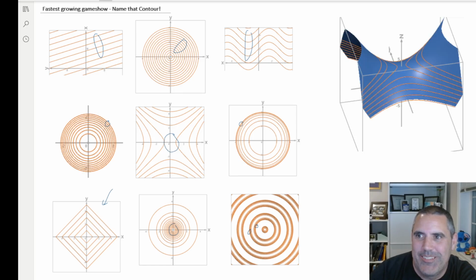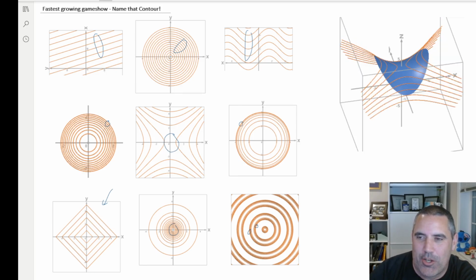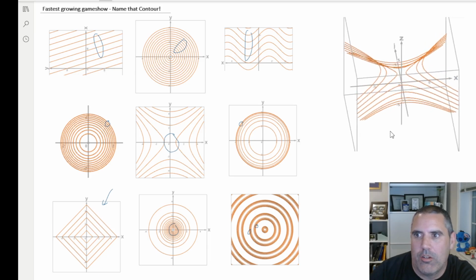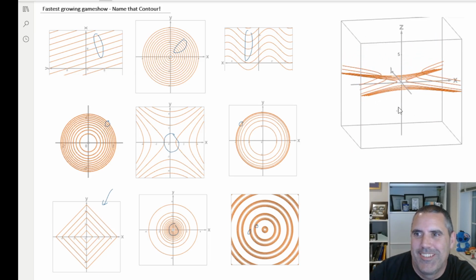Hyperbolic paraboloid. It actually extends. I just chopped it off so you could see it there. Let's send those to the ground. See you later. Clunk, clunk, clunk. All right, that was fun.